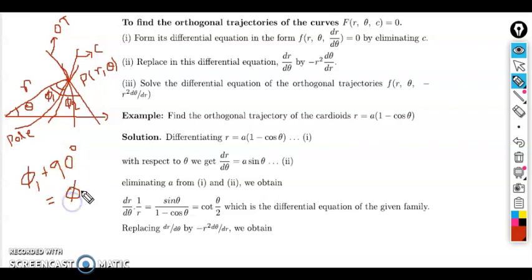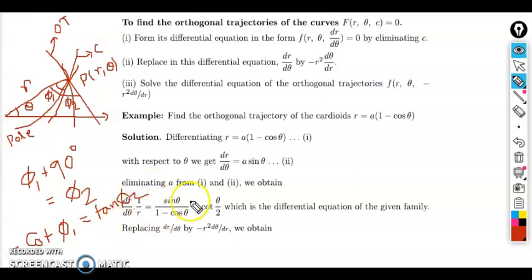equals to phi 2. Okay, if we take tangent on both the sides, then the left hand side becomes minus cot phi 1 and the right hand side becomes tan phi 2. So it becomes minus cot phi 1 equals tan phi 2.